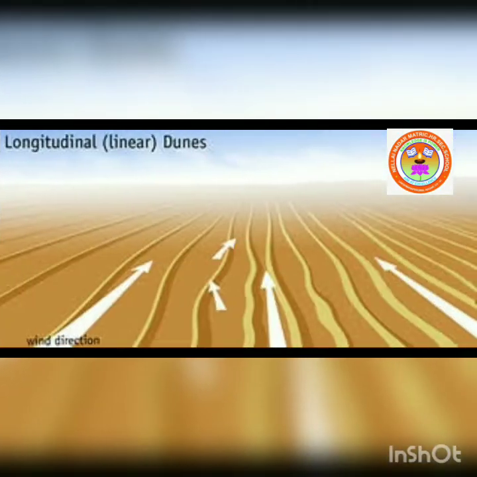Next, longitudinal dunes. Longitudinal dunes are long, narrow ridges of sand which extend in a direction parallel to the prevailing winds. These dunes are called seifs in the Sahara.